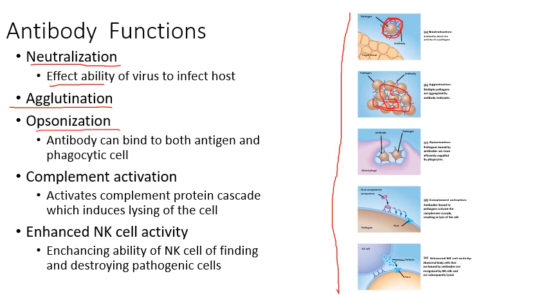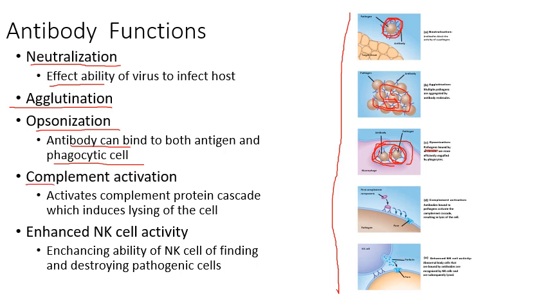Opsonization is, you can see here, that the antibodies can't really break down or kill off whatever the pathogen is, but what they can do is mark the pathogen. The antibodies mark the pathogen because the antibody can bind to both the antigen and to the phagocytic cell, which can engulf, or phagocytose. So it induces phagocytosis and basically breakdown of the pathogen.